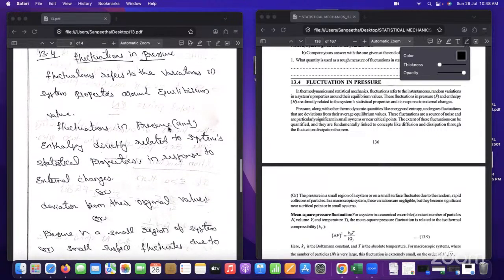What are fluctuations in pressure? Actually, what are fluctuations? Variations in system properties. So the variation taking place in system properties at equilibrium condition. Across the equilibrium, some changes are taking place.